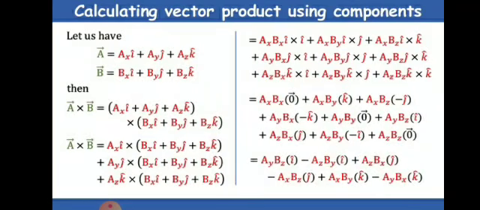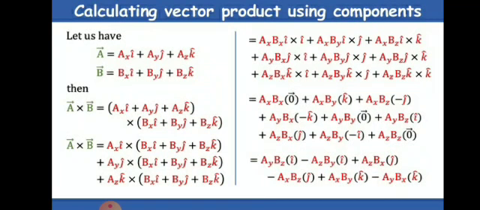Now vector A cross vector B. Now you have to multiply each of the components. ax i cap into (bx i cap plus by j cap plus bz k cap), plus ay j cap into (bx i cap plus by j cap plus bz k cap), plus az k cap into (bx i cap plus by j cap plus bz k cap), that is equal to, you have to multiply the components.